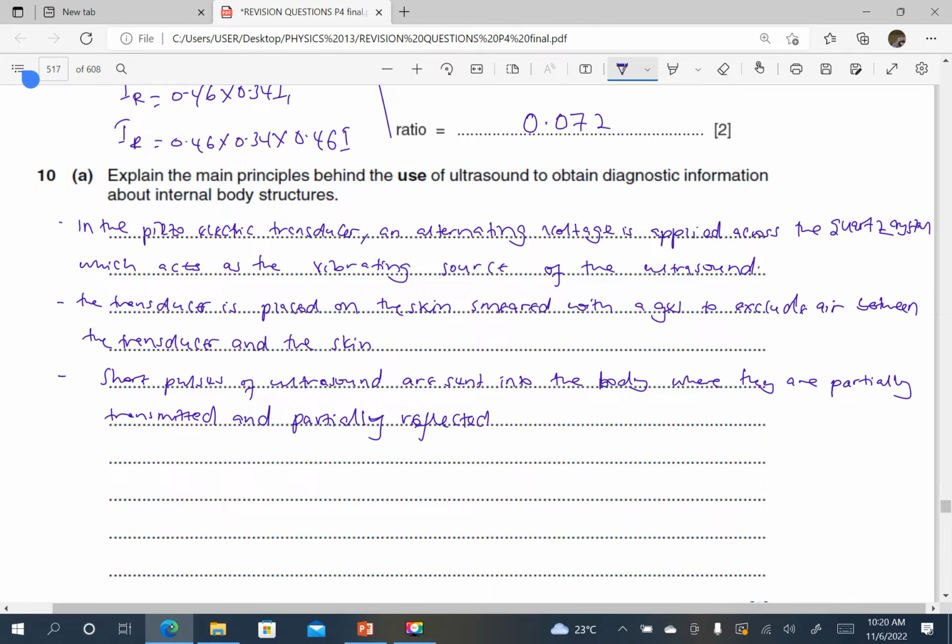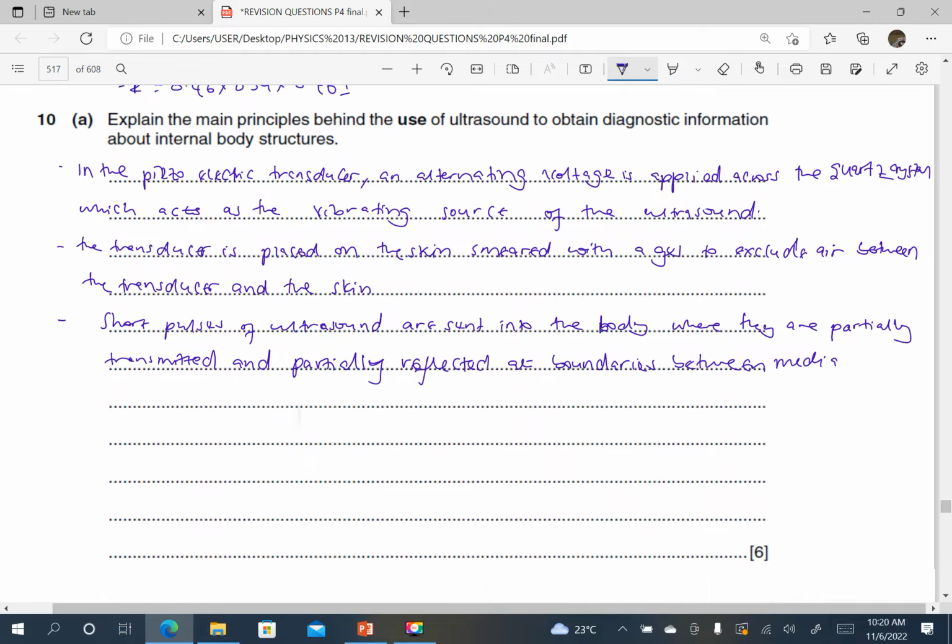And partially reflected at boundaries between media. So inside the body, ultrasound can be partially transmitted, that is, it continues deeper, or partially reflected at the boundaries between different media. We are interested in the reflected pulse.